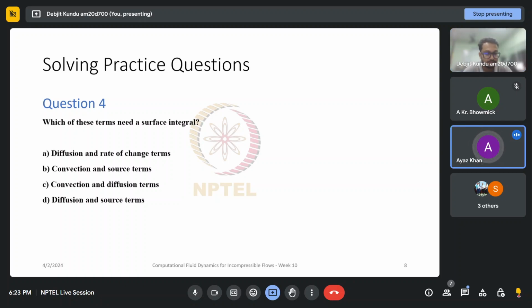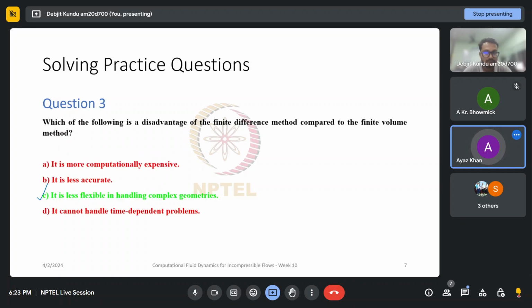Sir, with respect to this limitation, I read somewhere about boundary fitted grids. So will that solve the problem? The boundary fitted grids for finite difference method. Yes, sir. I'm not really sure. I don't know. It could be done.